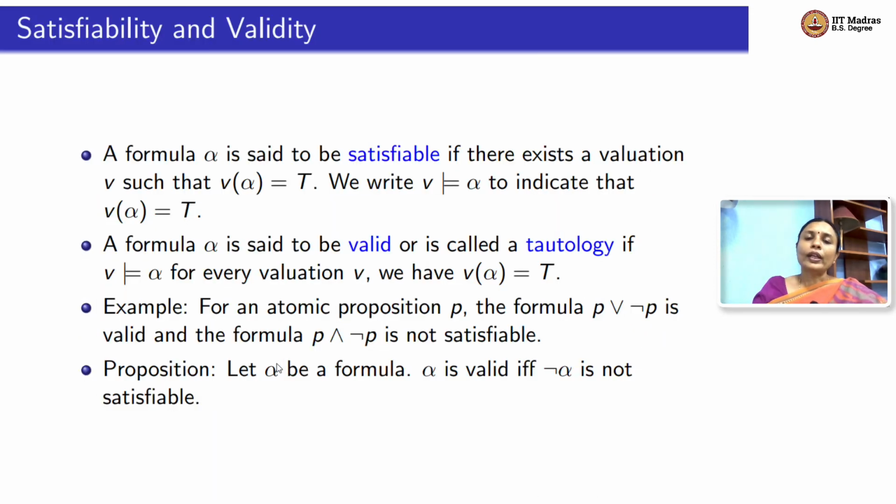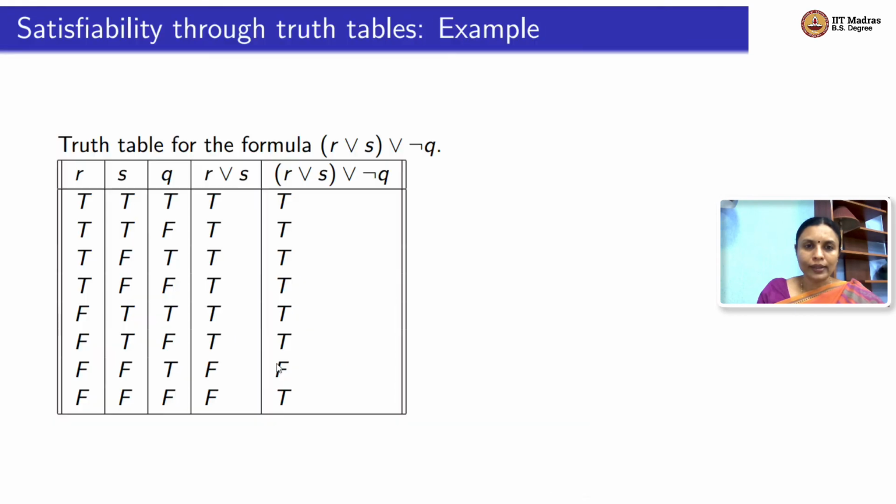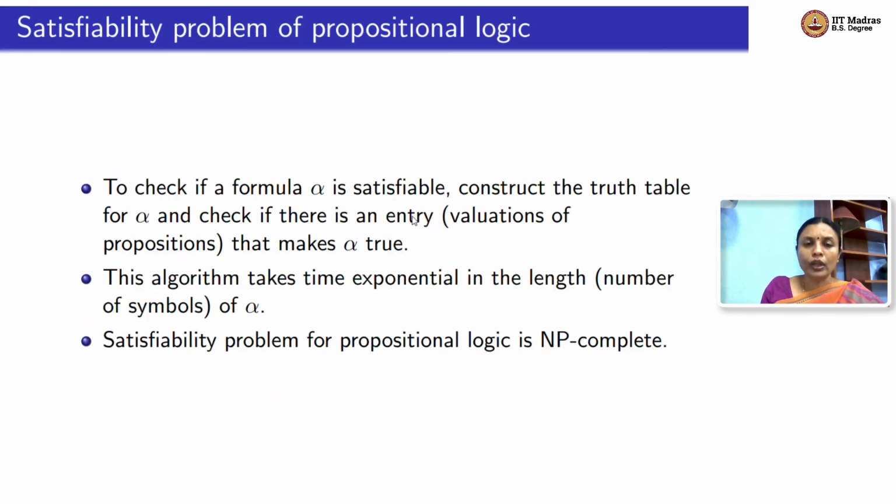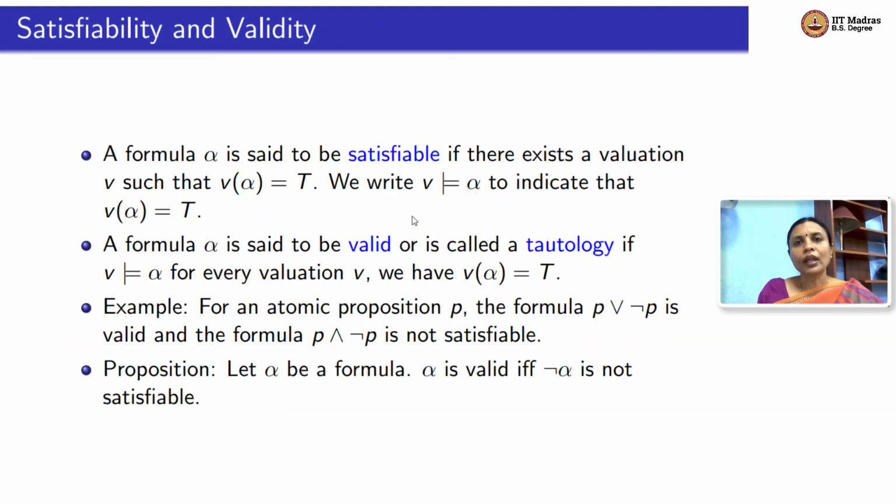Now, if there is at least one instance where a formula evaluates to true, then we say such a formula is satisfiable. A formula alpha, it could be a formula like R or S or not Q, is said to be satisfiable if there exists a valuation V such that V of alpha returns true. We use this mathematical symbol, V satisfies alpha, to indicate that V of alpha is true.